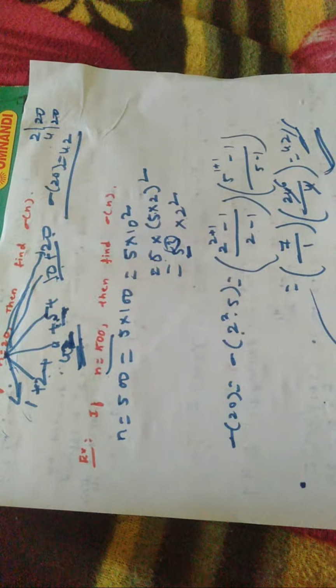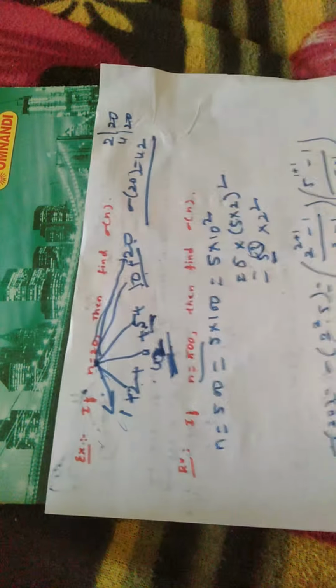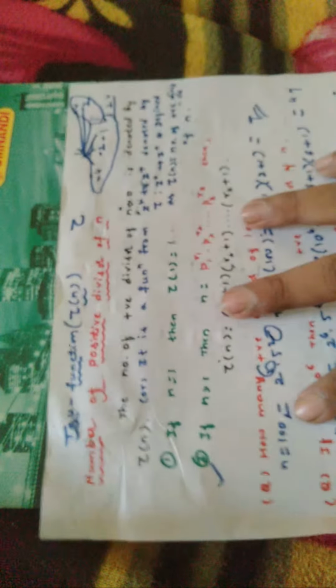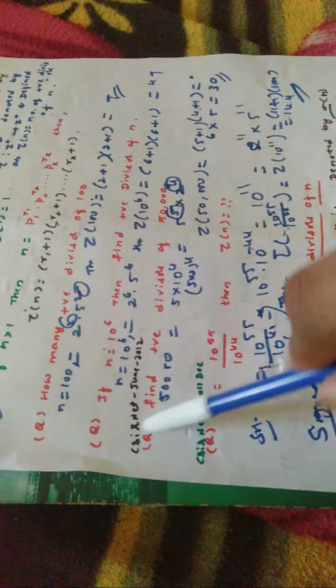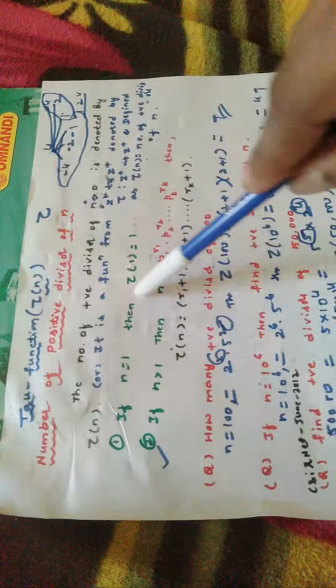Okay, this is the concept behind the sigma function, and some problems and properties of the sigma function and tau function. This is all the concept and problems. I have also solved CSIR NET problems related to this concept.